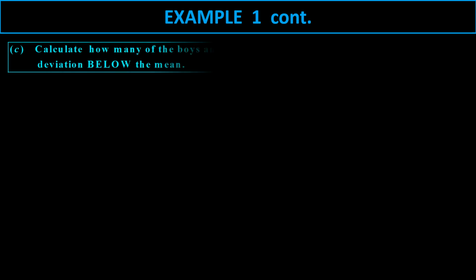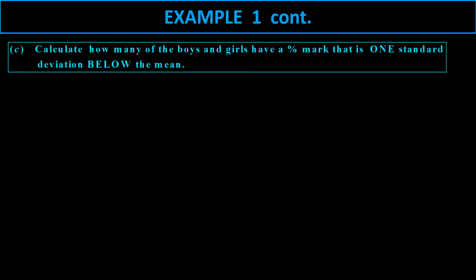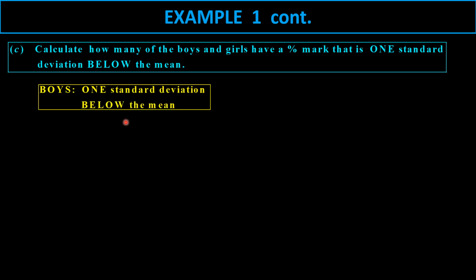Let's look at the next question. For example 1, calculate how many of the boys and girls have a percentage mark that is 1 standard deviation below the mean. You see, 1 standard deviation and you want it below the mean. So 1 standard deviation below the mean, what does that mean? That's correct, it's the mean minus the standard deviation. Right? So what is our mean? We worked it out previously, 71.4%, and the standard deviation for the boys was 18.2%. If we do that subtraction, we get 53.2%.